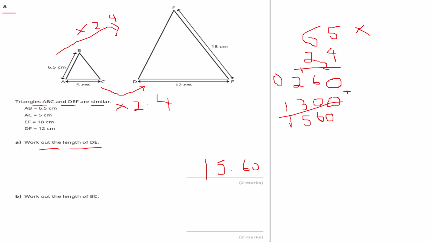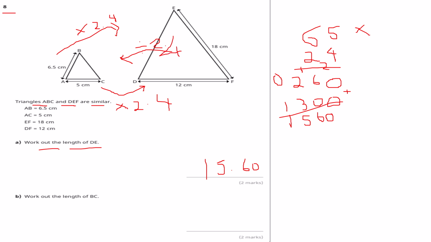The key with this topic is, first step, work out your length scale factor: how to go from the smaller shape to the bigger shape or vice versa. You multiply by 2.4. If you're going backwards, you divide by 2.4. Divide by 12 fifths or multiply by 5 twelfths. Either answer gets you the mark.